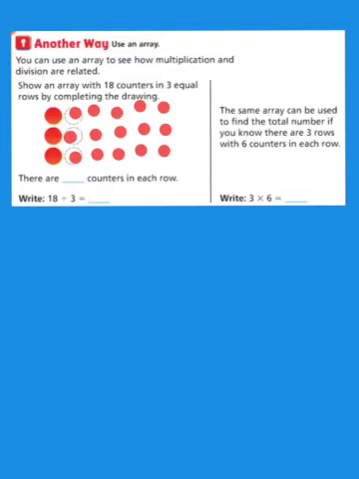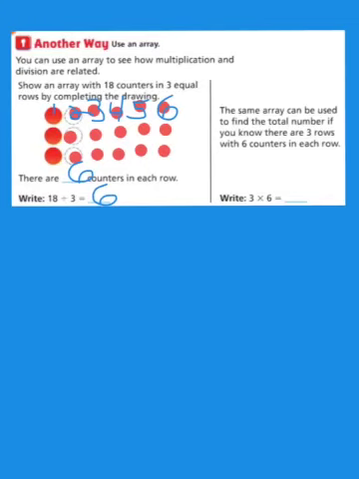So now we will need to count and see how many counters ended up in each row. So we have 1, 2, 3, 4, 5, 6. We have 6 counters in each row. So that shows us that 18 divided by 3 equals 6.